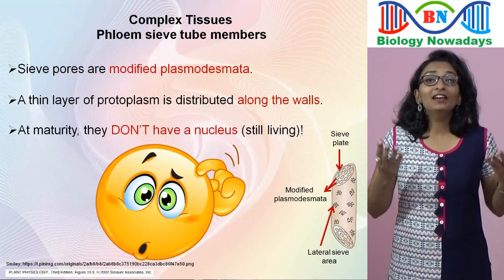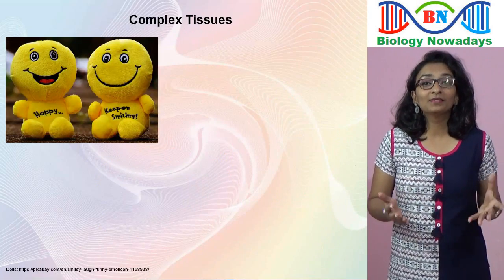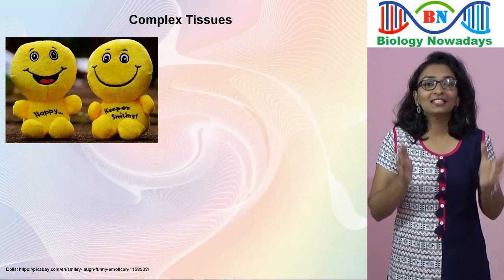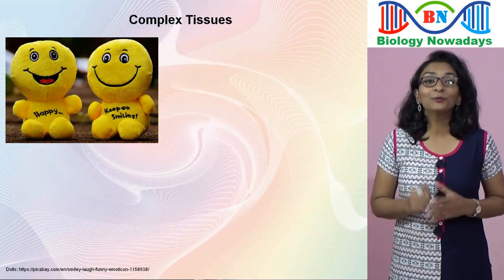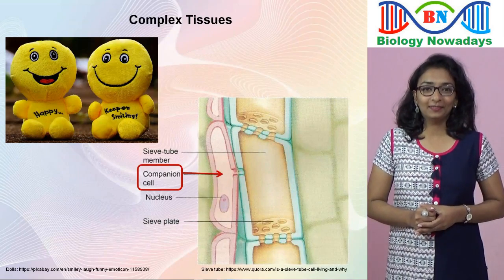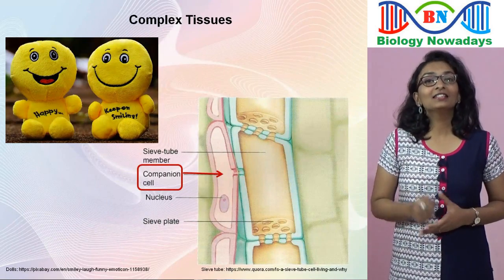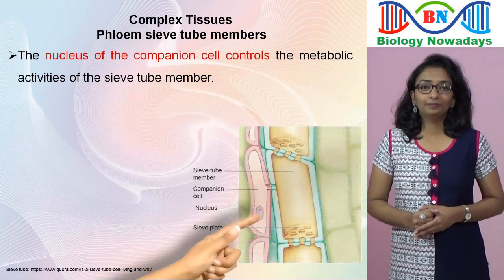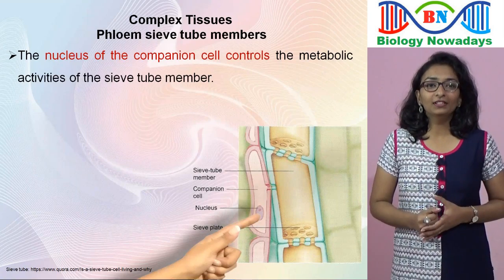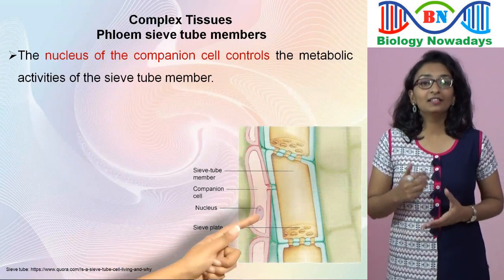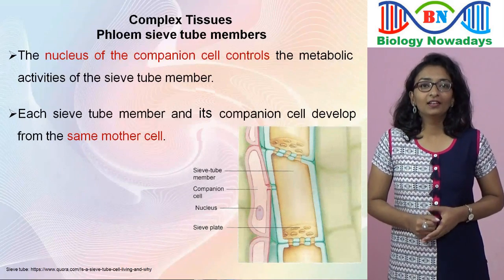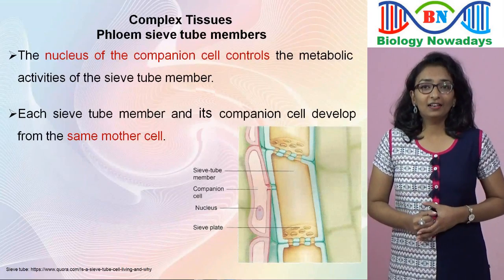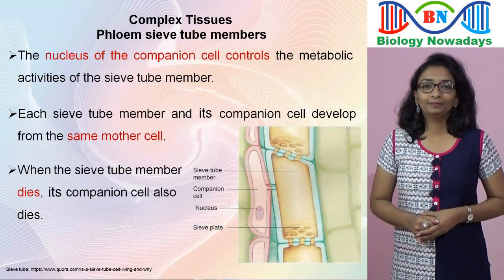Sometimes we say that if we have a good companion, many problems in life can be solved. In the same way, each sieve tube member has a good companion throughout its life, called a companion cell. The companion cell has a nucleus and it controls the metabolic activities of the sieve tube member. Each sieve tube member and the associated companion cell develop from the same mother cell. The relationship between them is so close that when the sieve tube member dies, its companion cell also dies.